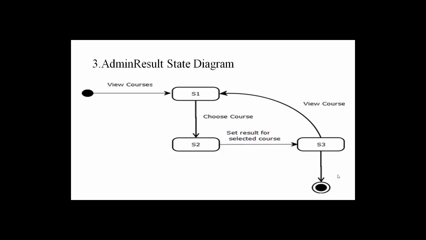Here, as the admin logs into the system, first the admin will view the courses. After that, the admin will choose the courses where the result will be inserted, and after that the result will be set for that selected course. As the admin will be in the third state, the admin can also go back to the first state to view courses, to choose the next course again for resetting the result.